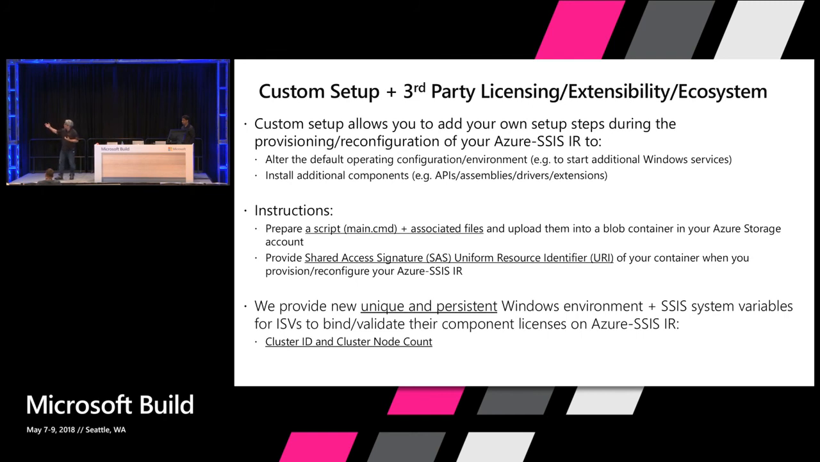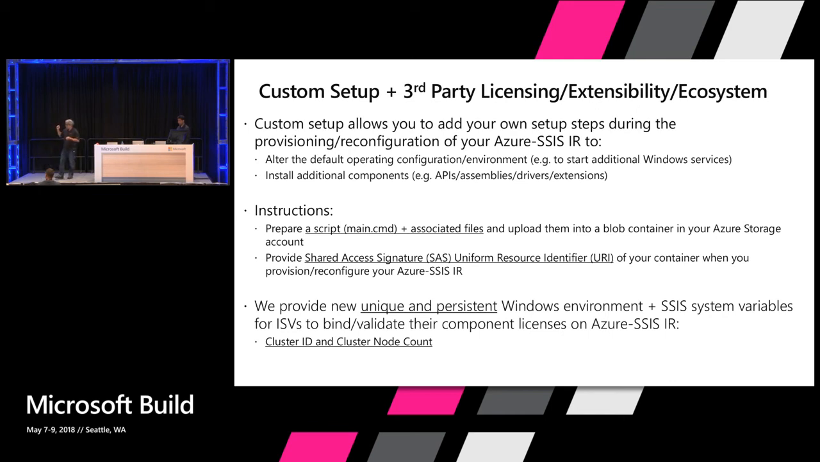The way you do it is you prepare a script, which is a main.cmd script, and associated files. The associated files could be the DLL that you want to install, or the connectors, or the API, etc. Upload them into a blob container, and then you provide a SAS URI when you provision or configure. You can see the parameter when you provision before to plug in the SAS URI, right? And once you do that, we'll run the setup, and we will upload the setup execution logs and standard out and standard error back to your containers. You can debug it to make sure that your custom setup is executed.